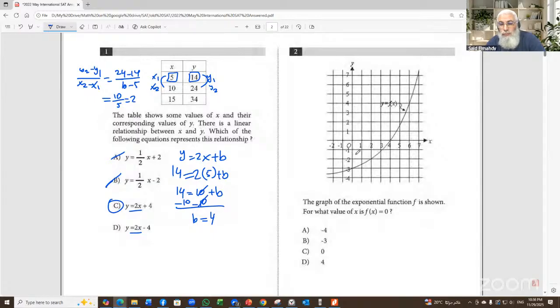Question number 2, the graph of the exponential function f is shown. For what value of x? So we need to find x at f of x equal to 0. This means y is equal to 0. Y is equal to 0, this is y. 7, 6, 5, 4, 3, 2, 1, 0. This is y equal to 0. So at y equal to 0, x is equal to 4. So the solution is this.